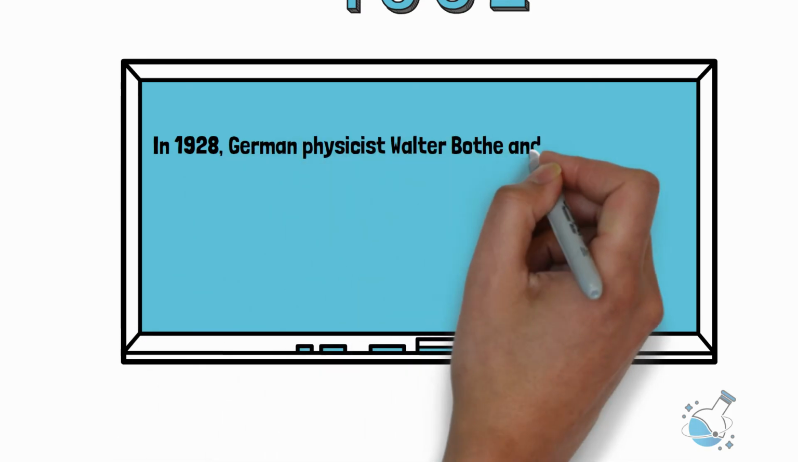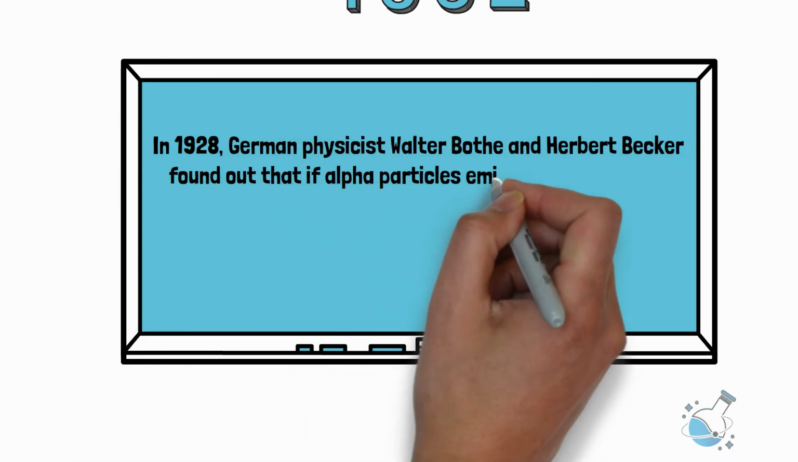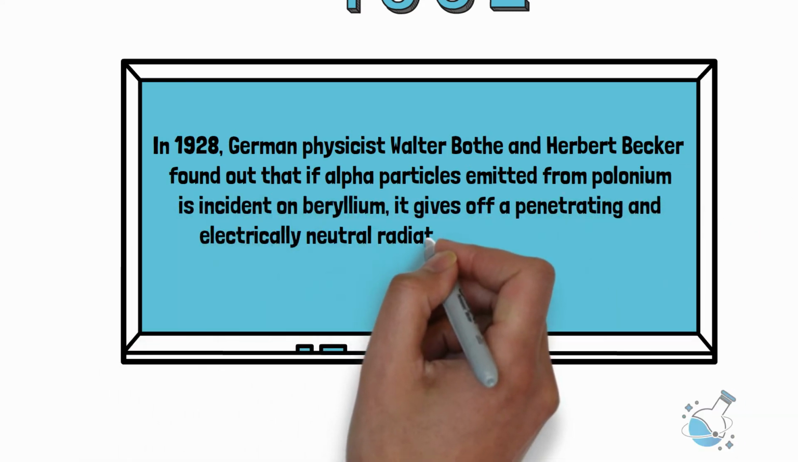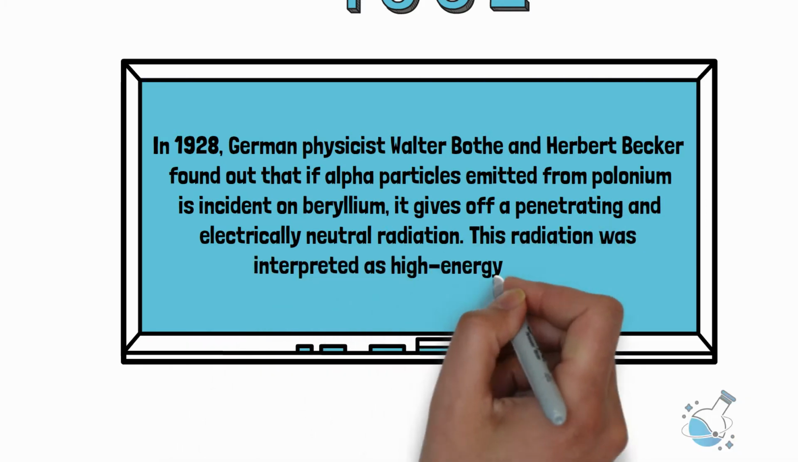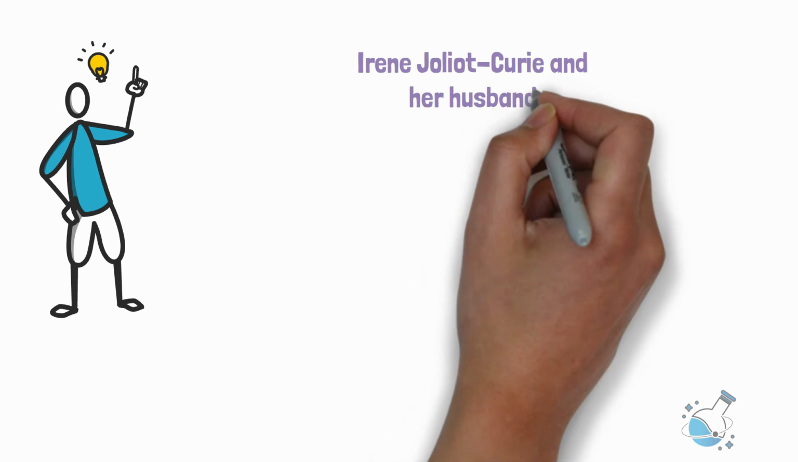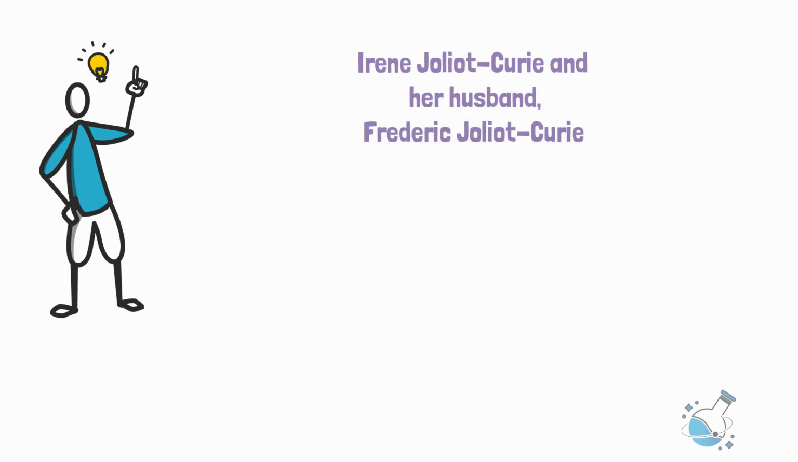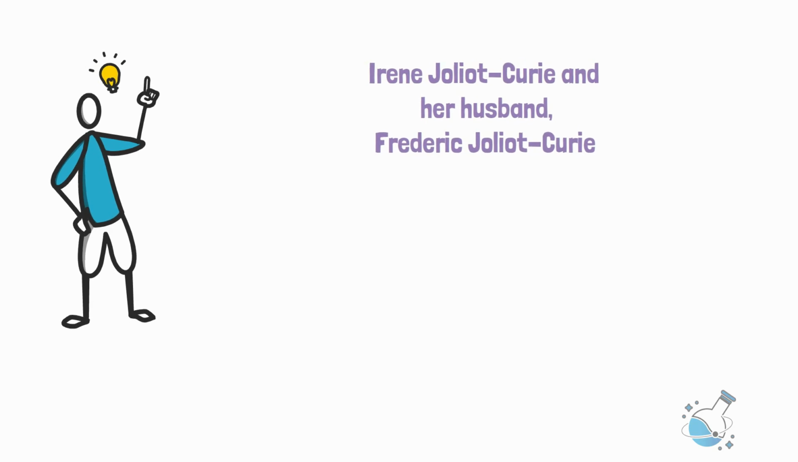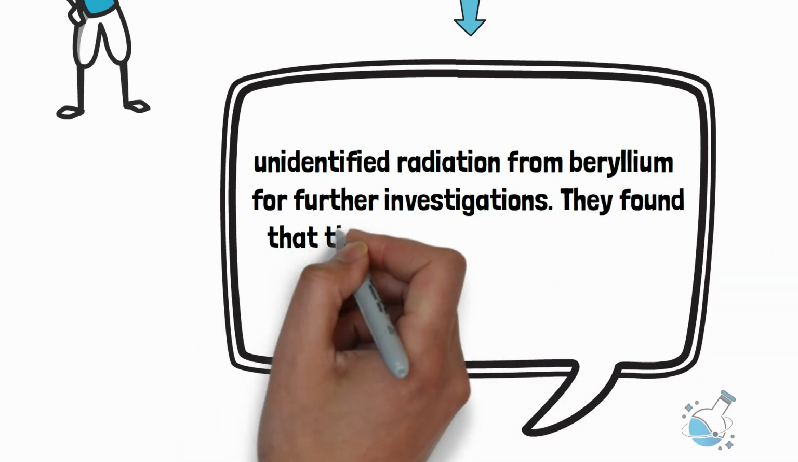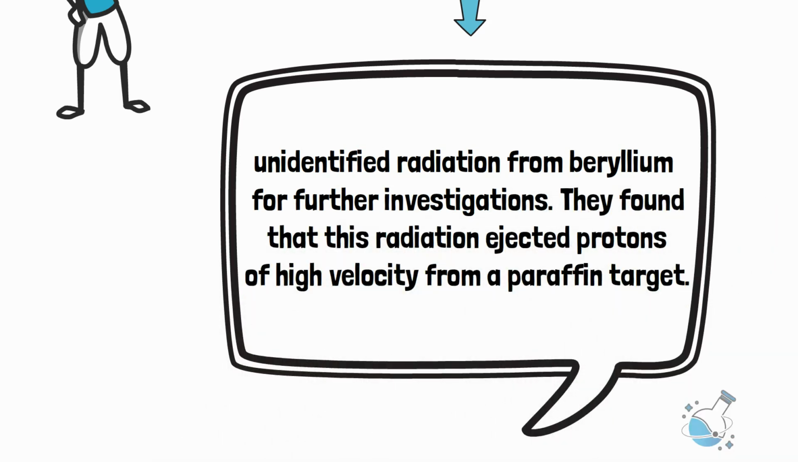In 1928, German physicists Bothe and Becker found out that if alpha particles emitted from polonium are incident on beryllium, it gives off a penetrating and electrically neutral radiation. This radiation was interpreted as high-energy photons, but then something interesting happened. In 1932, Irène Joliot-Curie and her husband, Frédéric Joliot-Curie, studied the then unidentified radiation from beryllium for further investigations. They found that this radiation ejected protons of high velocity from a paraffin target.